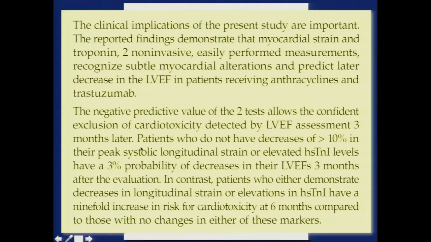months later. So if you don't see a decrease of 10% in their strain or an elevation in troponin, they had about a 3% probability to see a decline in EF 3 months later. In contrast, if either the troponin rose or the strain decreased, they had about a 9-fold increased risk that you're going to see a decline in ejection fraction a number of months later.